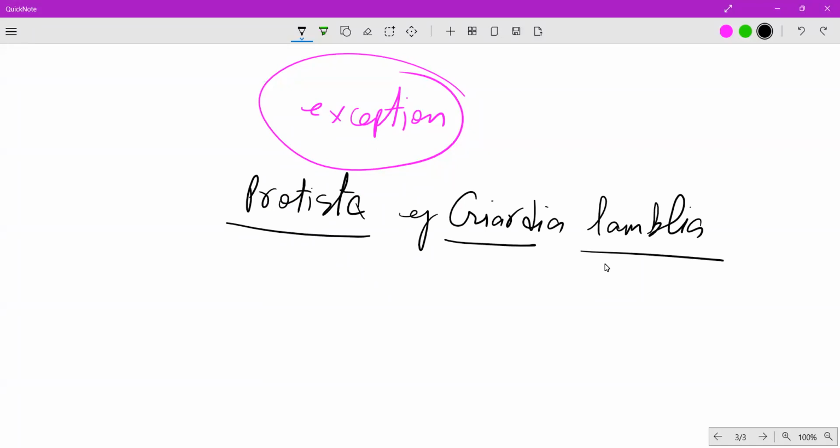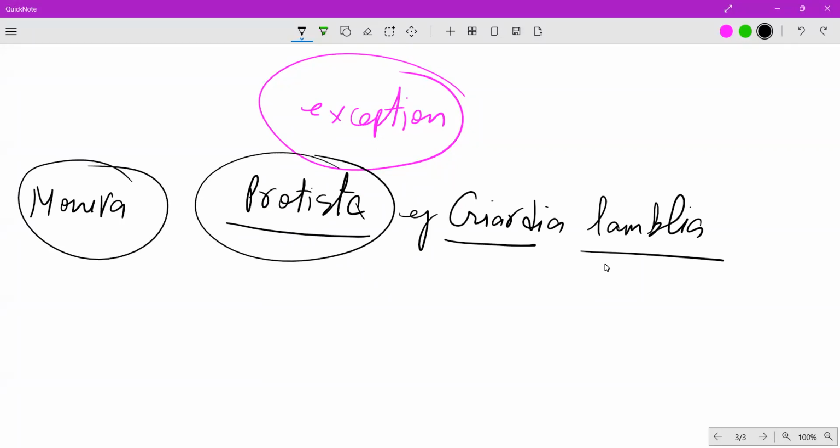When I say protista, we have something called monera also. Certain students might be confused. What is monera? What is protista? So monerans are basically prokaryotic cells, we call them monera. If I say bacteria, if we have cyanobacteria, they're basically monera. When I say protista, we know protista are single-celled eukaryotes. What is a protist? This is a single-celled eukaryote.